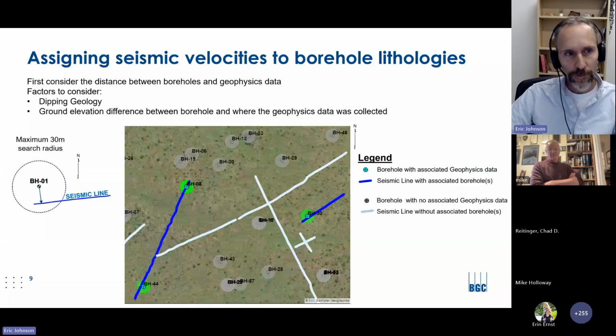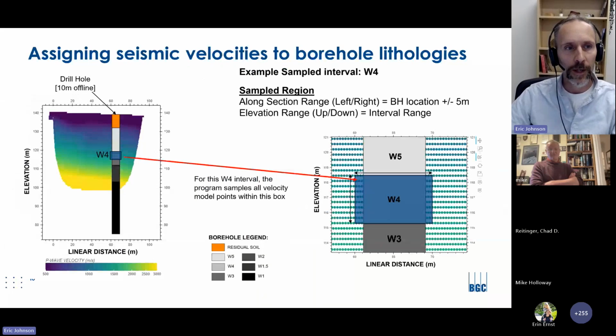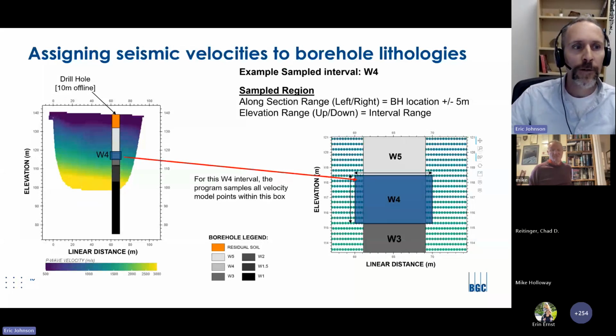So for each borehole and for each interval of that borehole, we sample all the points within a set area. So again, another search parameter is defined. For this case, we are sampling 5 meters to the left and 5 meters to the right of where the borehole lands on the cross-section. The range and elevation for the sampled region is simply the borehole interval range.